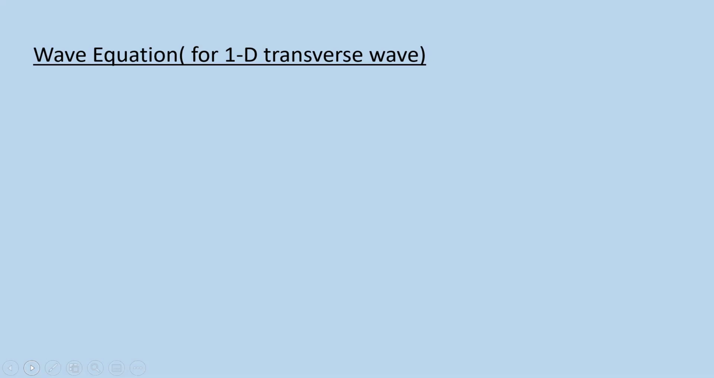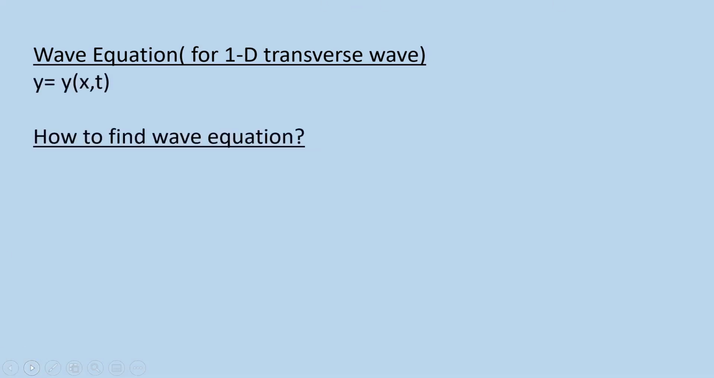So if I know the displacement of a particle at any location at any time, it means I know the wave equation. In the wave equation there are three variables. So if I know y as a function of x and time, that is a wave equation. How can we find a wave equation? There are two ways we can find a wave equation.